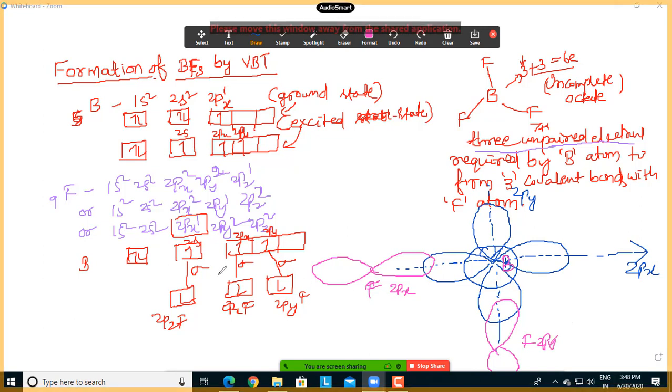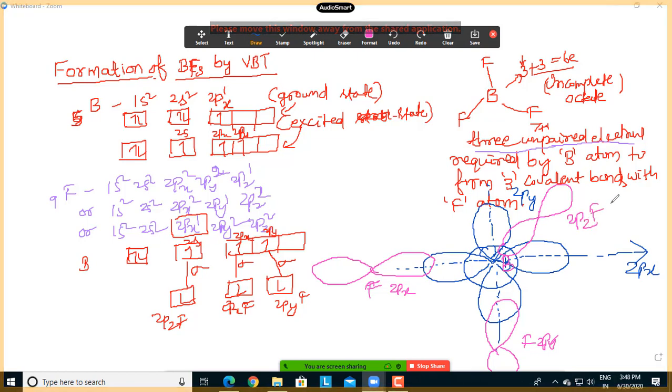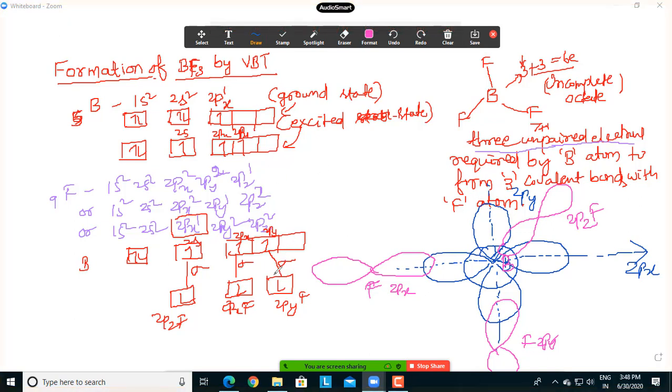Now you have 2pz. So 2pz and 2s will overlap. 2s is spherical, na? So 2pz will overlap from the z axis. So this way boron trifluoride bond is formed. So unpaired electron becomes paired due to overlapping.